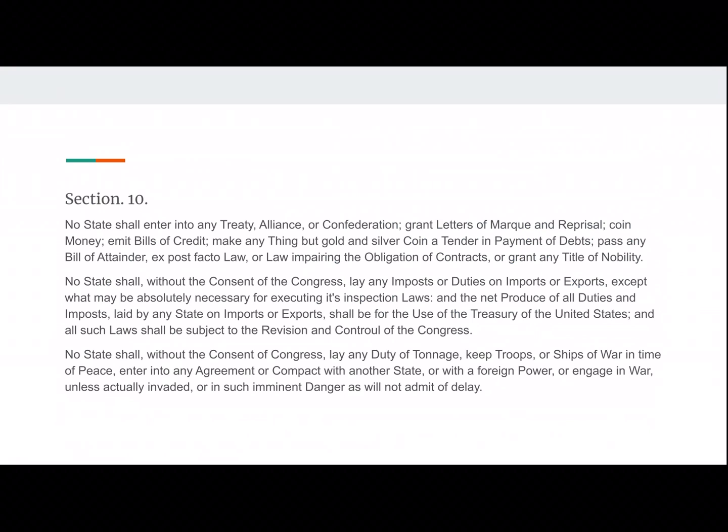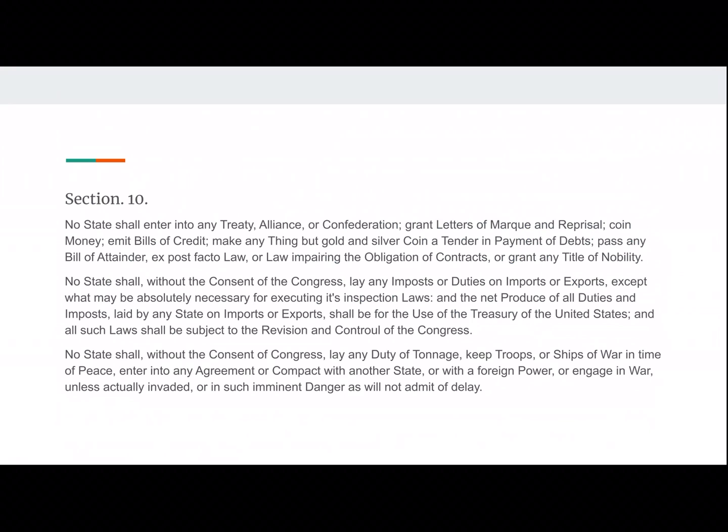And then finally, the part where states are subordinate. No state shall enter into any treaty, alliance, or confederation, grant letters of marque and reprisal, coin money, or emit bills of credit, make anything but gold and silver coin a tender in payment of debts, pass any bill of attainder, ex post facto law, law impairing the obligation of contracts, or grant any title of nobility.